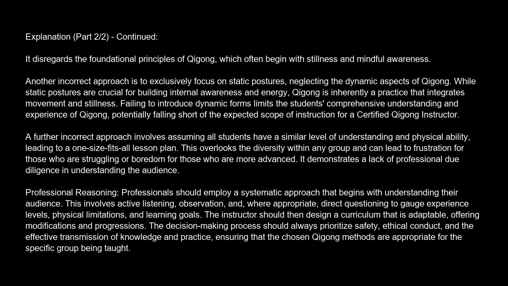Professional reasoning. Professionals should employ a systematic approach that begins with understanding their audience. This involves active listening, observation, and, where appropriate, direct questioning to gauge experience levels, physical limitations, and learning goals. The instructor should then design a curriculum that is adaptable, offering modifications and progressions. The decision-making process should always prioritize safety, ethical conduct, and the effective transmission of knowledge and practice, ensuring that the chosen Qigong methods are appropriate for the specific group being taught.